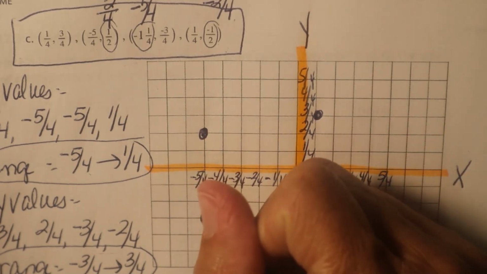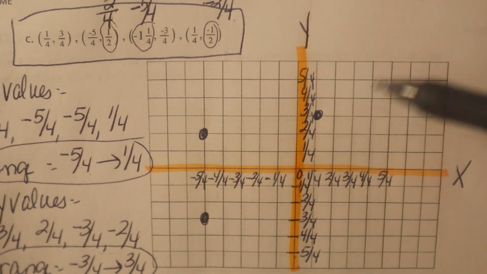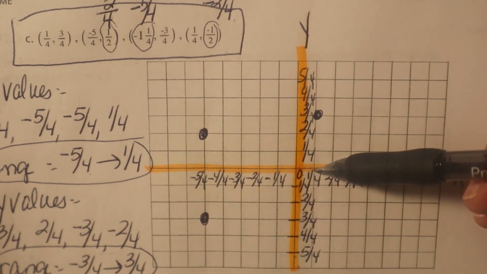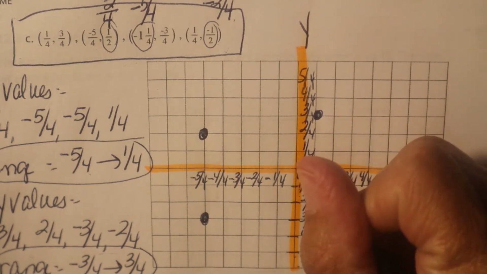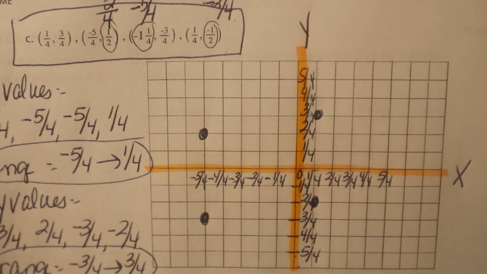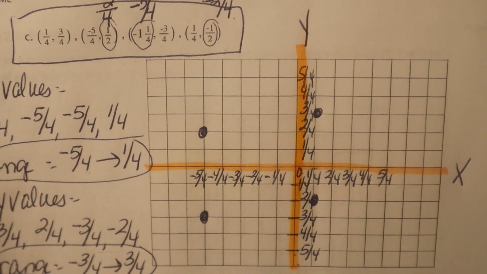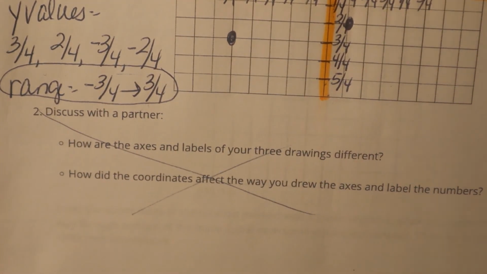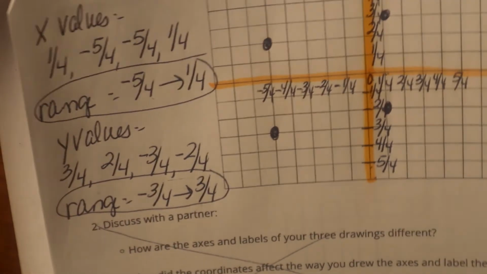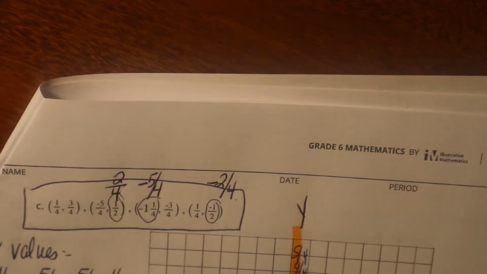So you're over here in quadrant 3. And the last one, +1/4 and down -2/4. You're right here. 1, 2, 3, 4. Those are our 4 points. Okay. We're not doing number 2 because it talks about discussing with the partner, and you guys are working solo today. All right, the last part of today's lesson.